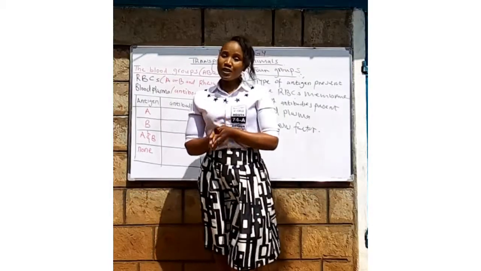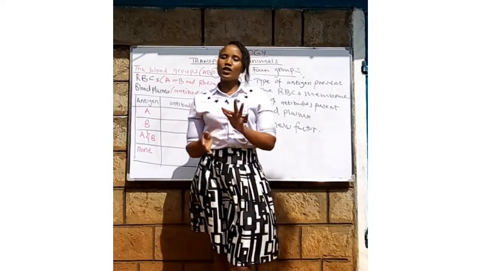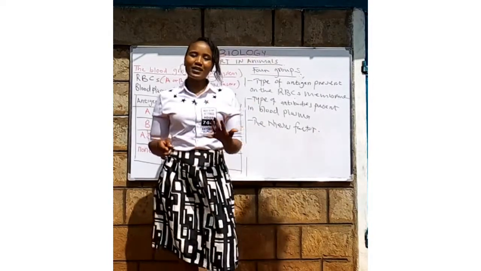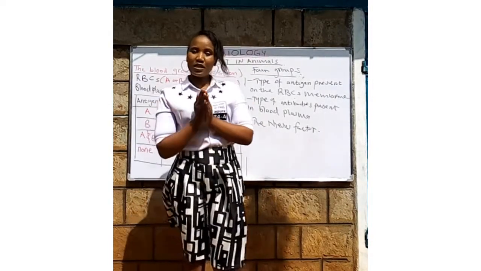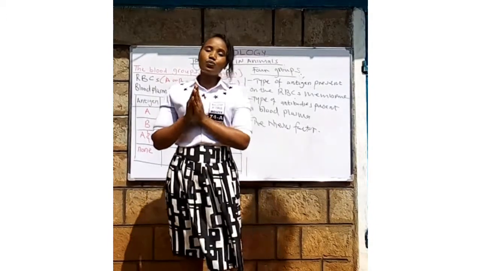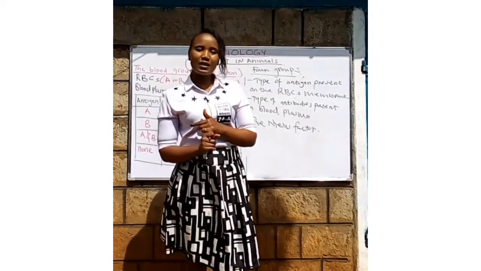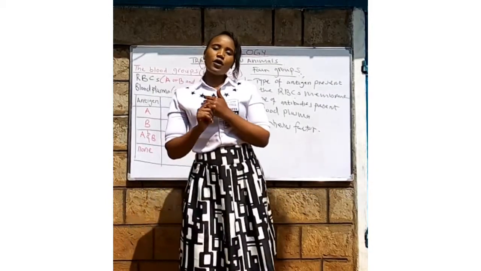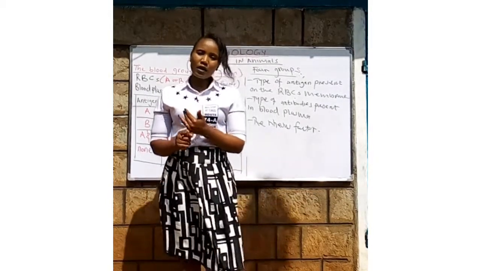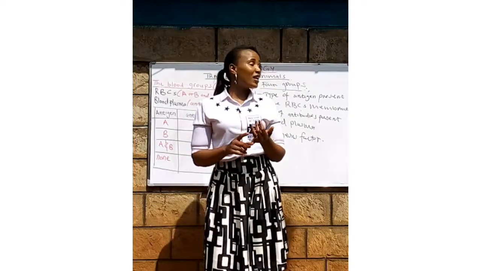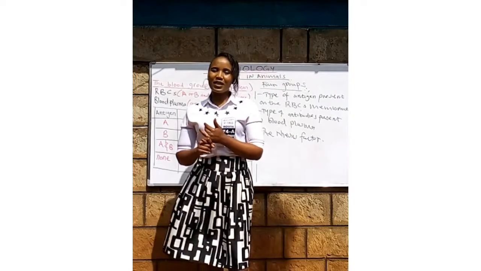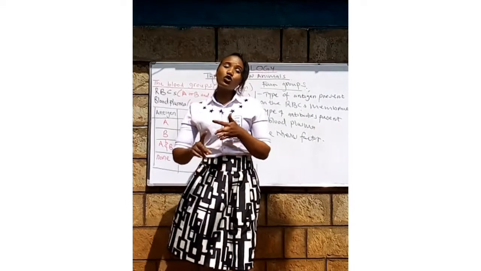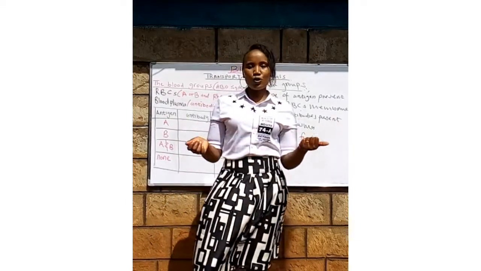So today I want to start the tutorial with two guiding questions. Question number one: by the end of this tutorial we should be able to state the two blood proteins that are responsible for the blood group of a person. We should be able to name the types of antibodies present in blood group A, blood group B, blood group AB, and blood group O.